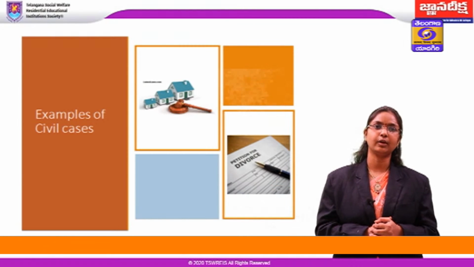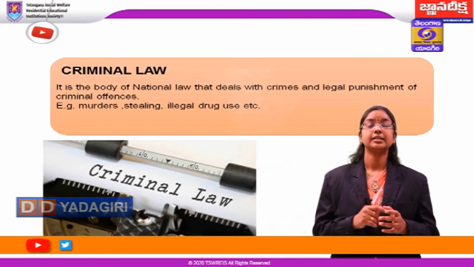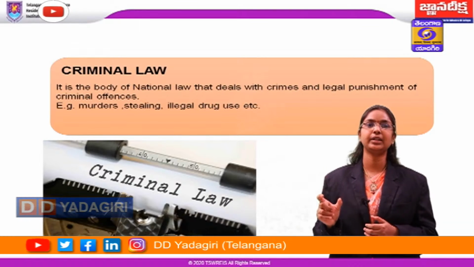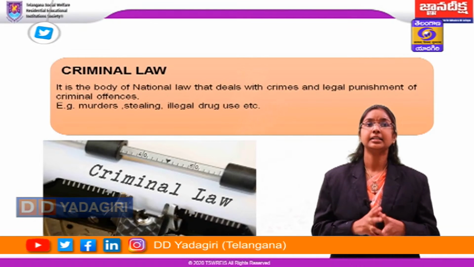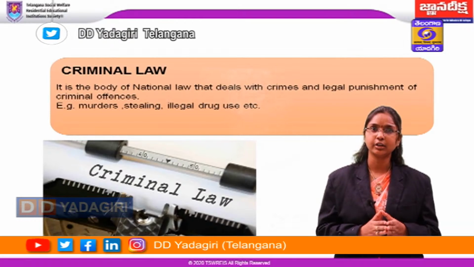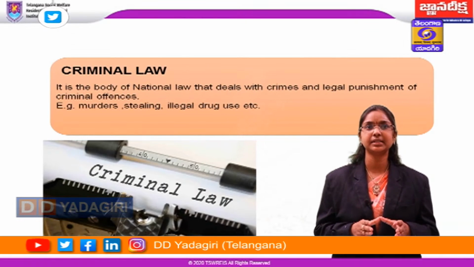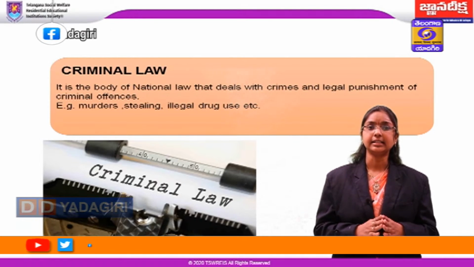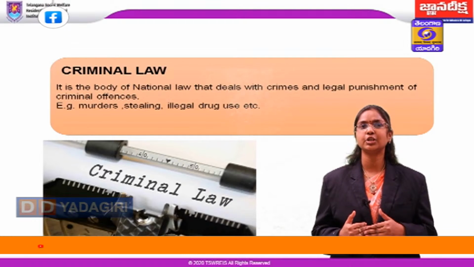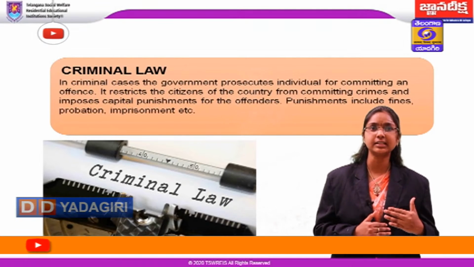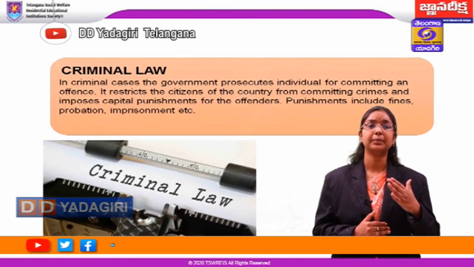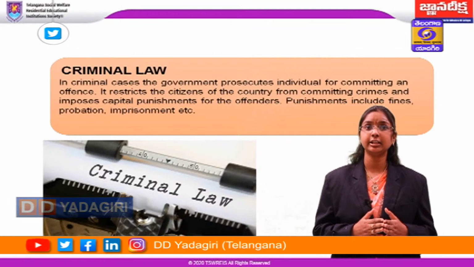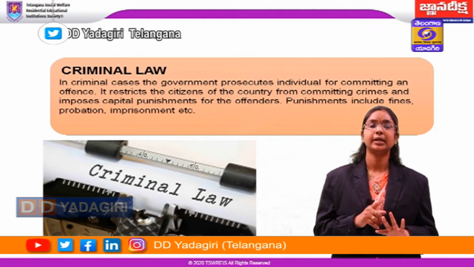The next branch of national law is criminal law. The word criminal law itself is indicating that it is related to crimes and illegal activities that are done by individuals. Criminal law is that body of national law that deals with crimes and legal punishments. In criminal cases, the government will prosecute an individual for committing an offence. It restricts the citizens of a country from committing crimes and imposes capital punishments for the offenders. So punishments include fines, probations, imprisonment.